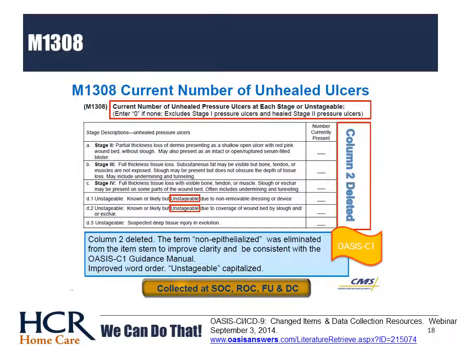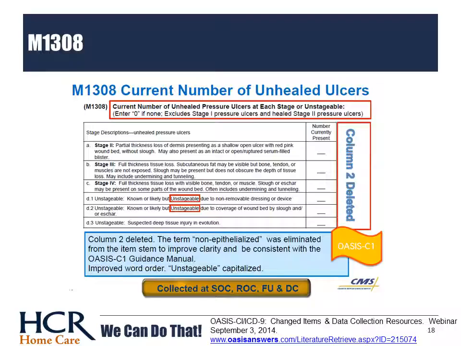The OASIS item that's probably had the biggest change to it in OASIS C1 is M1308. This item has actually been split into two questions. The first question will remain 1308, and we'll be asking about what pressure ulcers are currently present in the individual patient. 1309 will be a new item that will follow 1308, asking about, of those pressure ulcers that the patient has, have any of them worsened since the previous OASIS assessment?